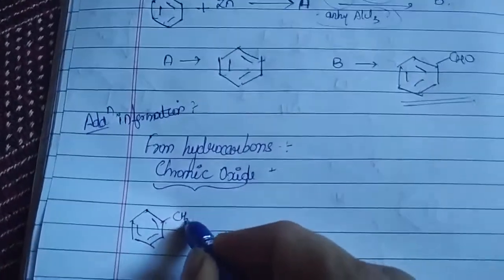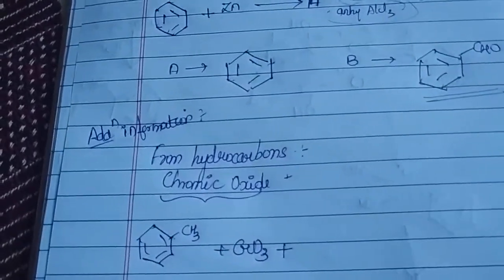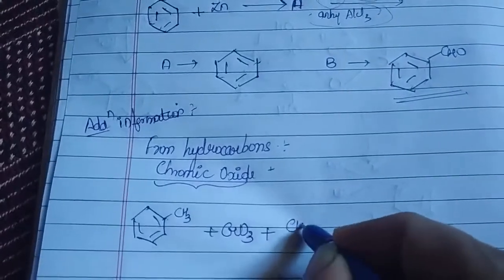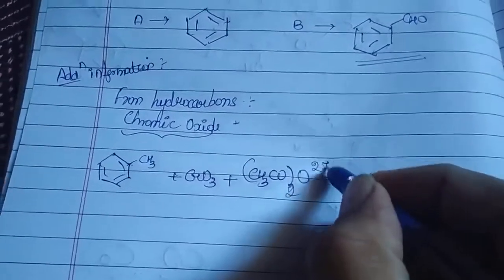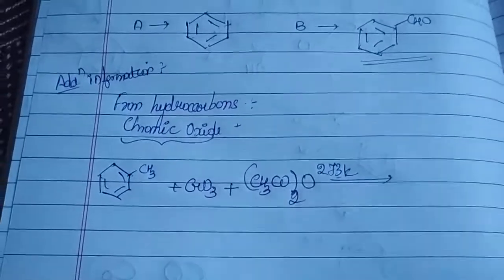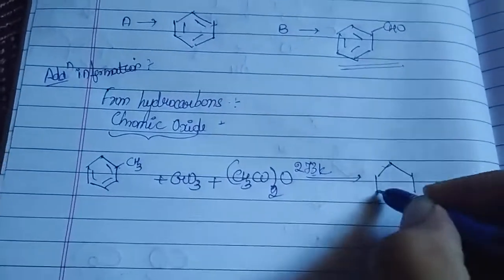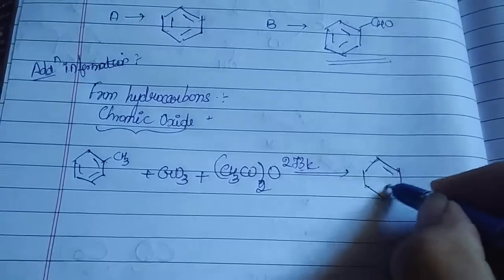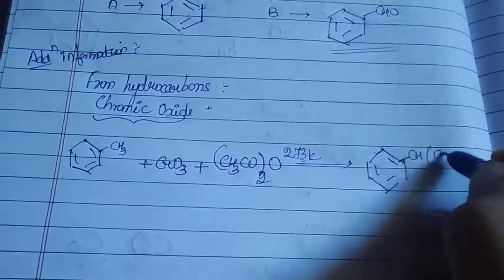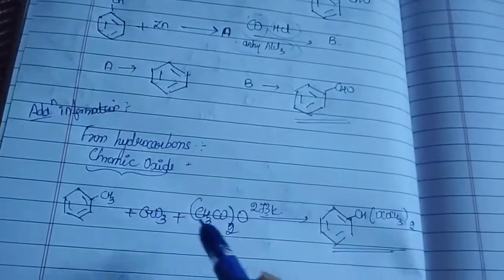So when toluene is treated with chromic oxide, remember, in the presence of acetic anhydride, how will you write it? (CH3CO)2O, acetic anhydride, at nearly 273 Kelvin temperature, 273 to 283, or whichever temperature range you are maintaining, first you are going to get benzaldehyde diacetate. How can I write it? So this is your benzene, CH(OCOCH3)2. So this is the major difference between chromyl chloride and chromic oxide.